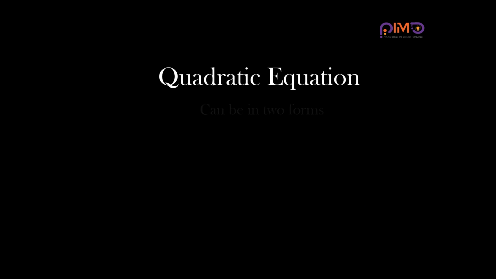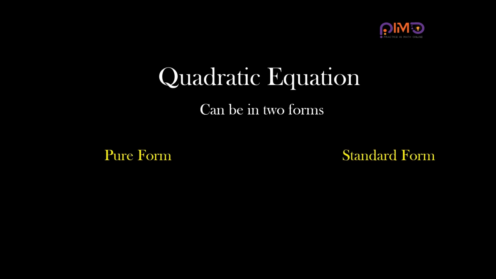So coming back to quadratic equation, it can be in 2 forms, the pure form and the standard form. The pure form is the type of equation where the power associated with x is only 2, not even less than that. So x squared is equal to 16 is an example of that. However, the standard form is in which the power associated with x can be 2, 1 and 0, but no higher power. So an example would be x squared minus 5x minus 6 is equal to 0.